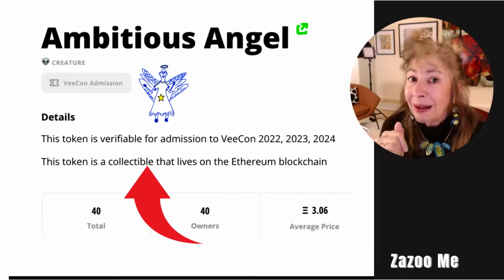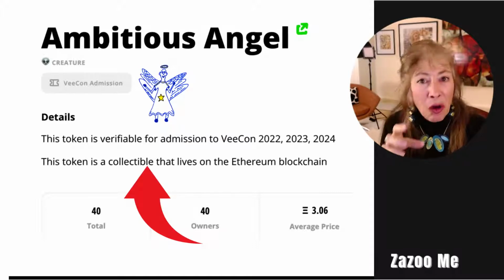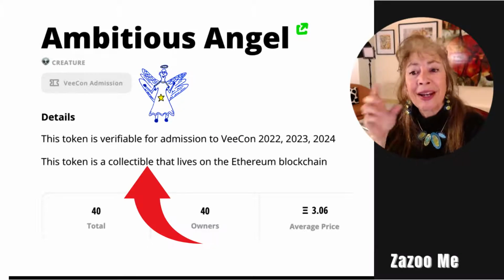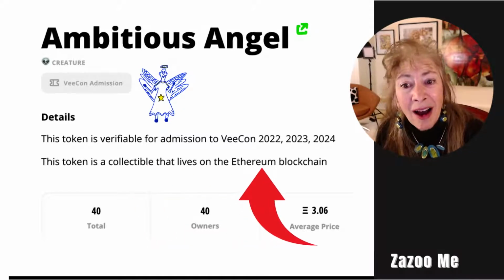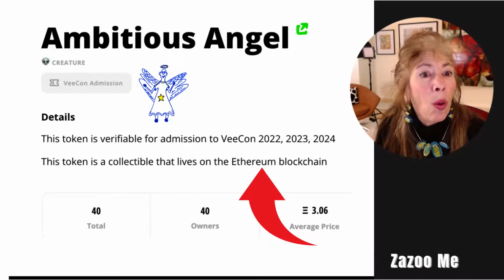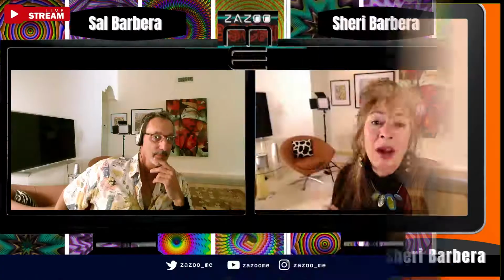What does that mean? So if it is a token that is a ticket to admission, but it's also a collectible living on the Ethereum blockchain, well, what does that mean? Does anybody know? Because this is very interesting. And this is what I love about this collection. Well, can it be bought and traded? Exactly. It can be resold, it can be traded, and someone else now can go to VeeCon the next year, if that's what you want to do with your ticket.